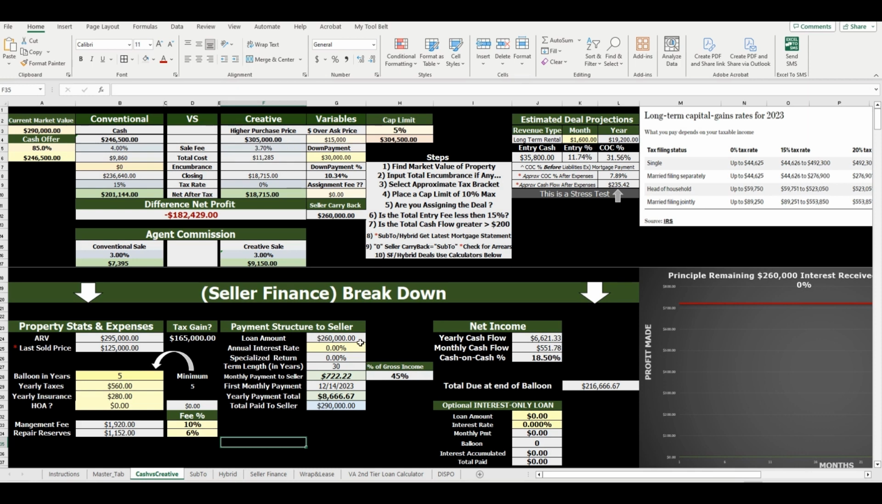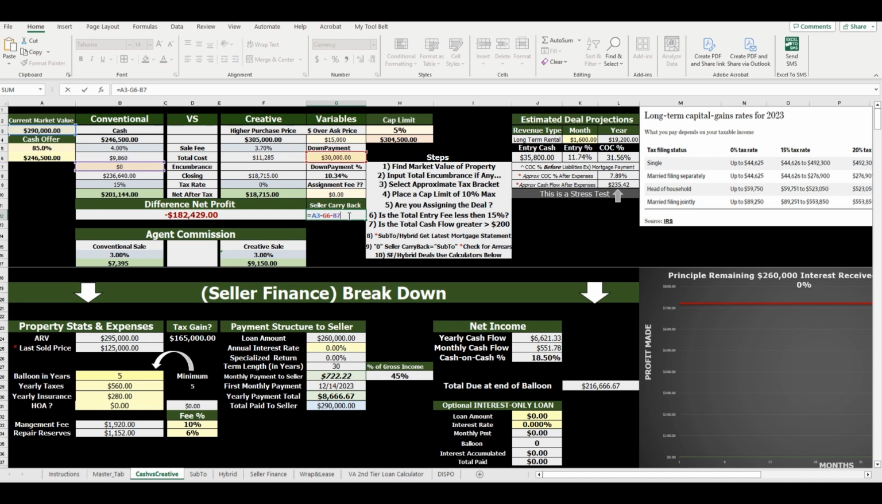Now let's take a look here at the payment structure to the seller, because this is going to be very important. The loan amount here is looking at the seller carryback of $260. If we take a look at the loan amount for $260, we see here that it's taking the current market value at the time minus the down payment minus the encumbrance to get us a seller carryback of $260.